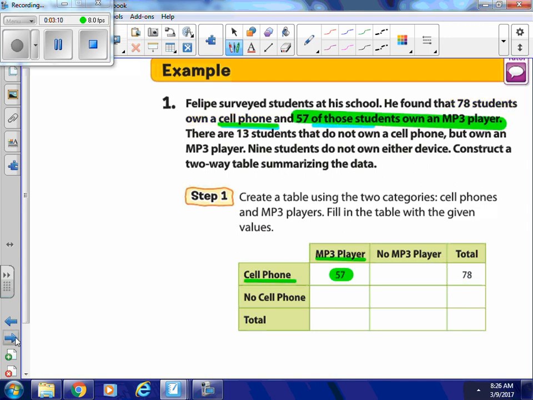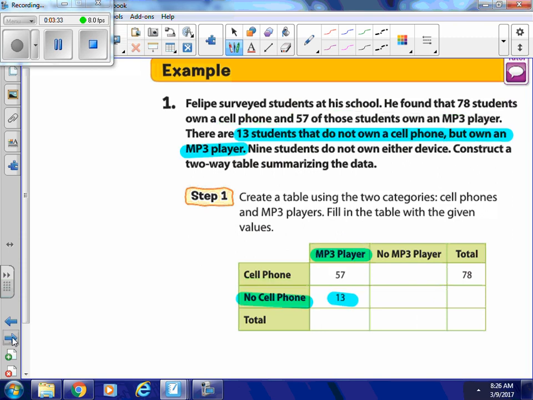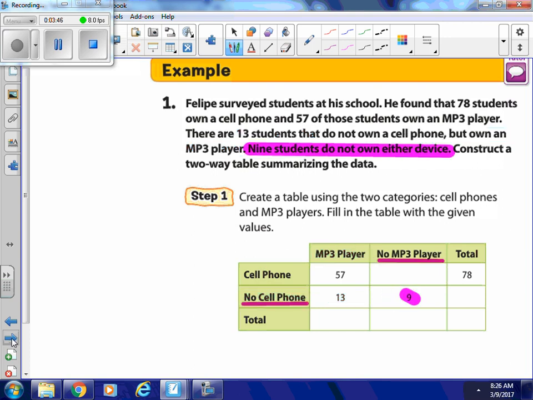All right, there are 13 students that do not own a cell phone, but that do own an MP3 player. So not owning a cell phone, somewhere in here, but do own an MP3 player, well, that puts me right in here. 9 do not own either device. So where are we at not owning anything? Well, here's no cell phone. Here's no MP3 player. That would hit right there. And that's all the information they're going to give us.